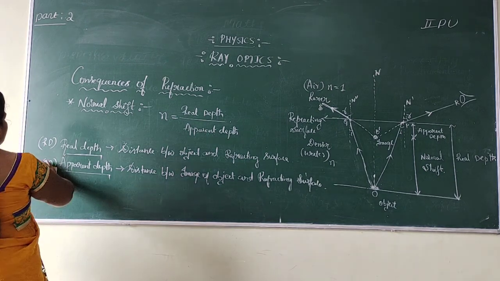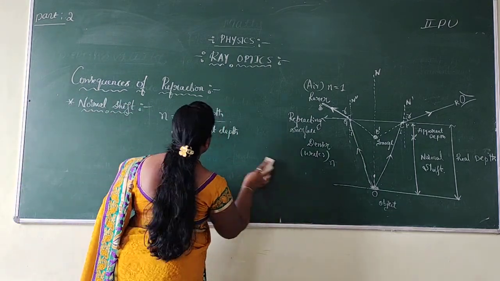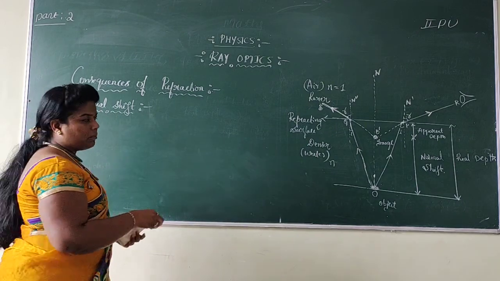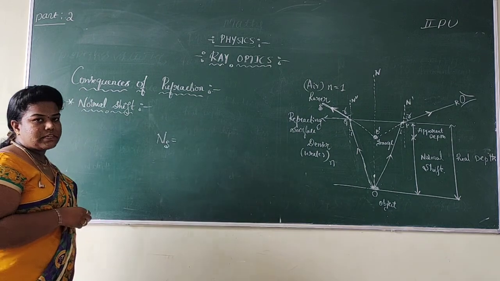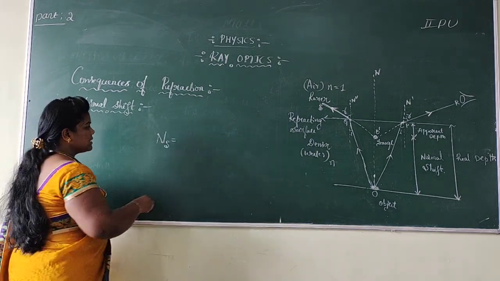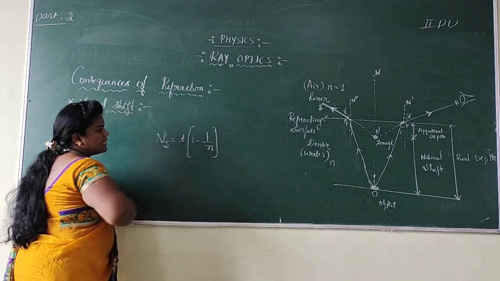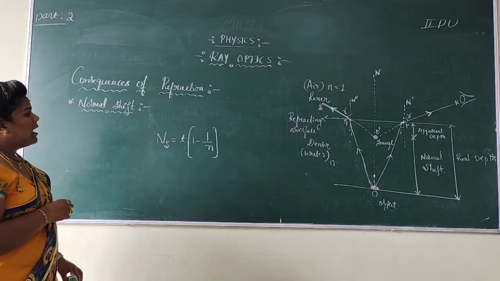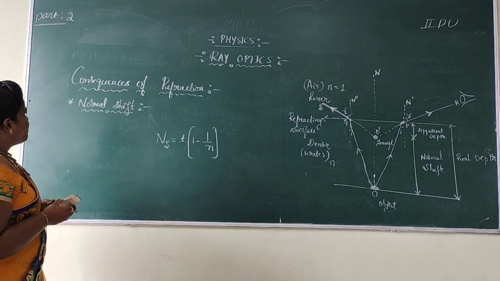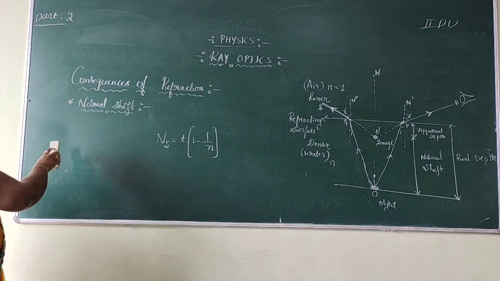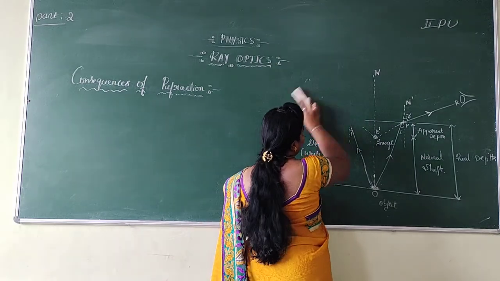For your competitive examination purpose, you can also write the formula for normal shift. I am just writing out the formula only for your competitive examination purpose. Normal shift is represented as N suffix S. It is written as T into 1 minus 1 by N, where T is the thickness of the denser medium and N is the refractive index of that particular medium. This is about the normal shift. Now we have just completed the normal shift and the lateral shift.